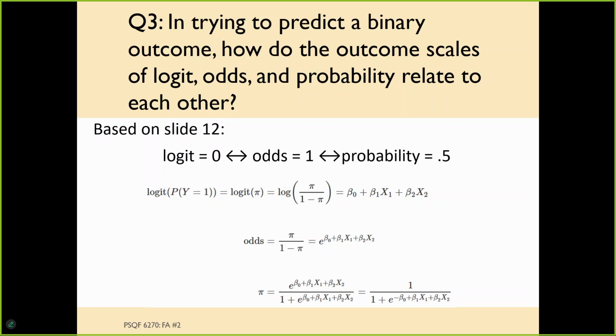Question 3 says, in trying to predict a binary outcome, how do the outcome scales of logit, odds, and probability relate to each other? This was something complicated sometimes. So, what do you think? What's the relationship between these three different scales? Do you need some help? Because I can ask you, what do we have in our model, for example? What's the thing that we are predicting in our logistic regression?